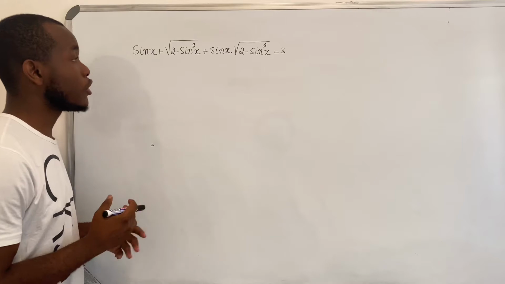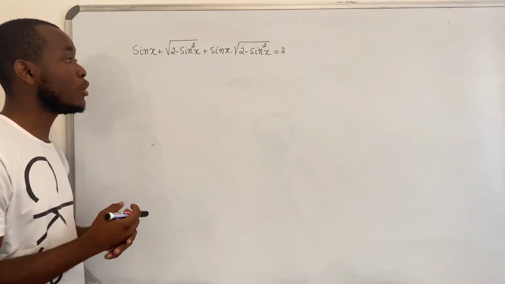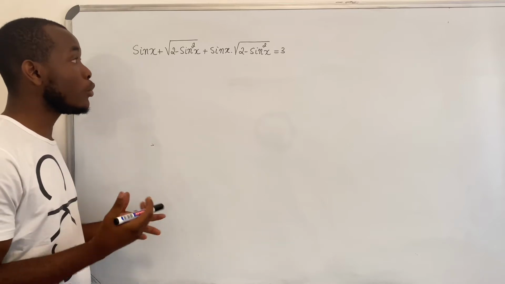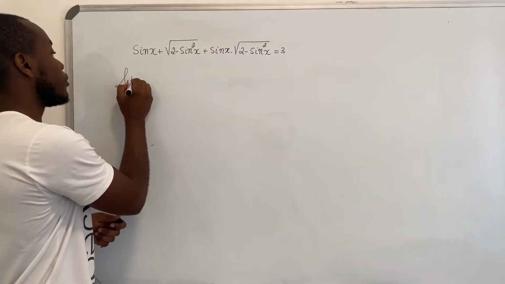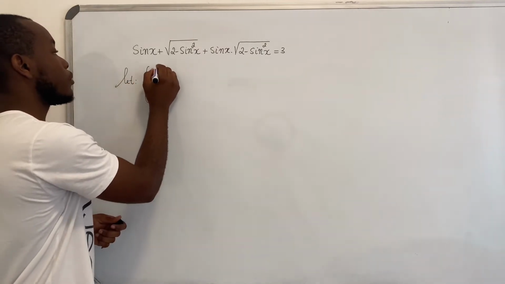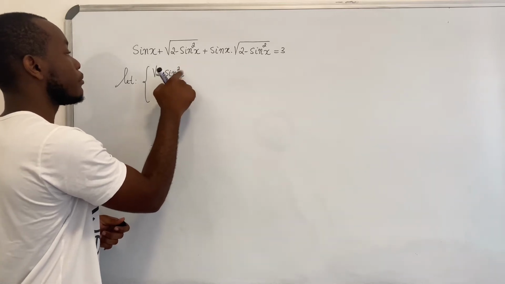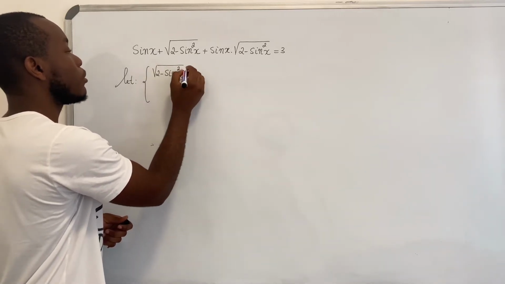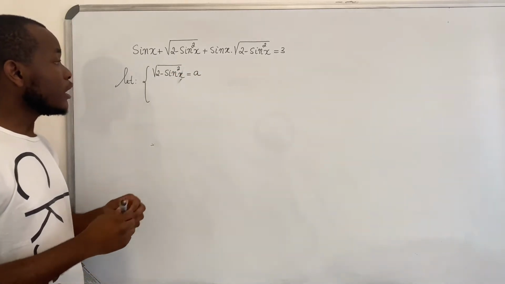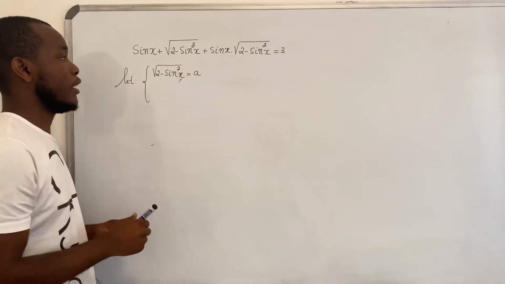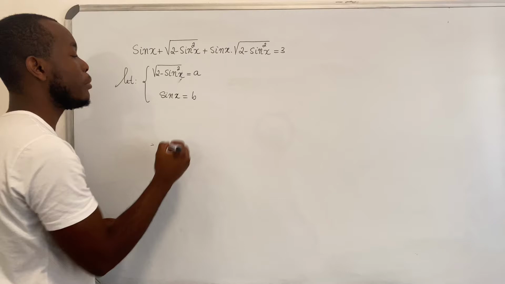Okay, the first approach that we're going to be doing is letting the expression with the square root be equal to a new variable in order to get rid of the square root. So we're going to let the square root of 2 minus sine squared of x be equal to, let's say, a. And now what about the sine outside? The sine outside, we can say it's equal to a variable b.